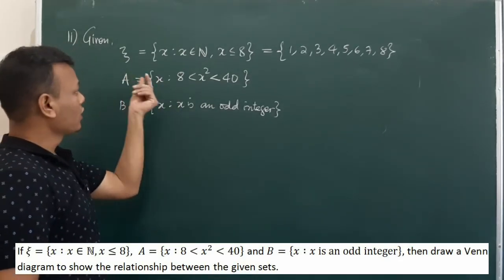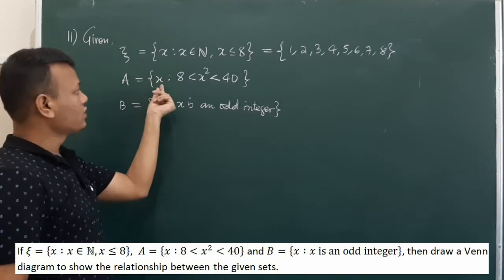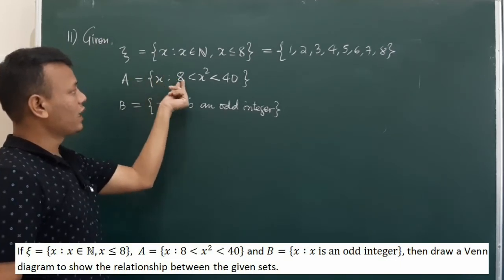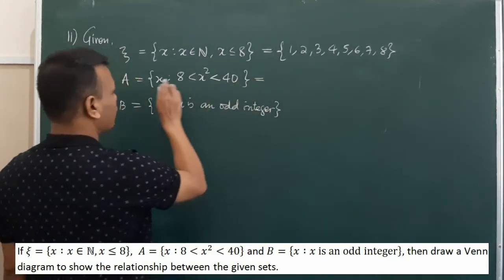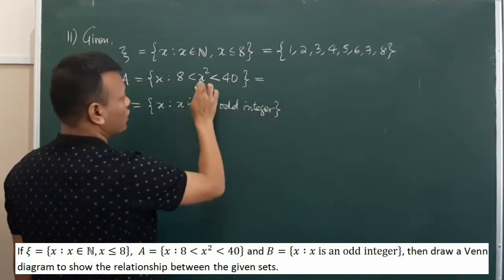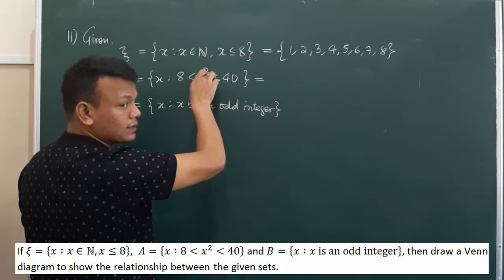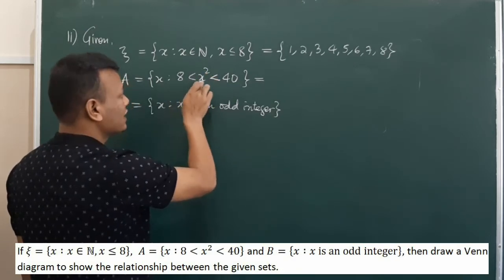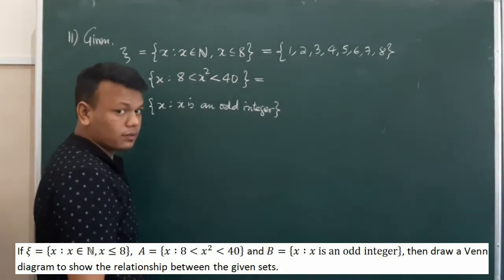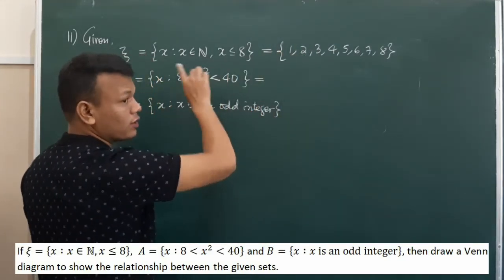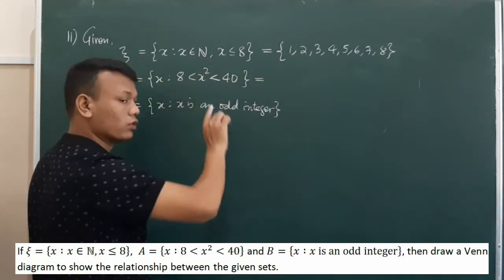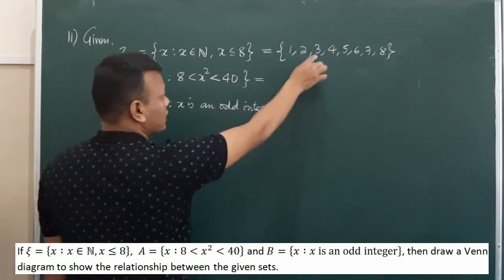So A contains those elements such that its square must lie between 8 and 40. Let's choose the value of x to be 1. 1 square is 1, and 8 is less than 1 is not valid. Similarly, choose 2 and square it. 2 square is 4, and 8 is less than 4 is also not possible. Next is 3.